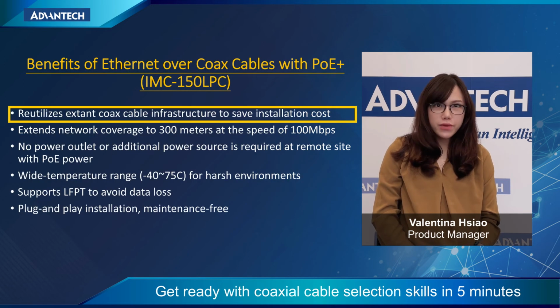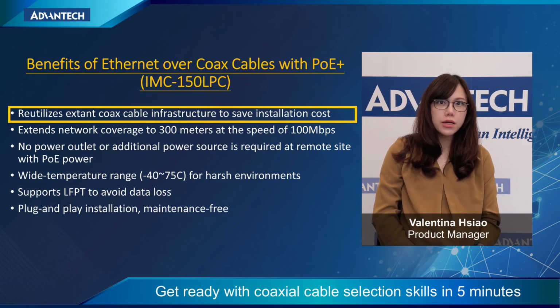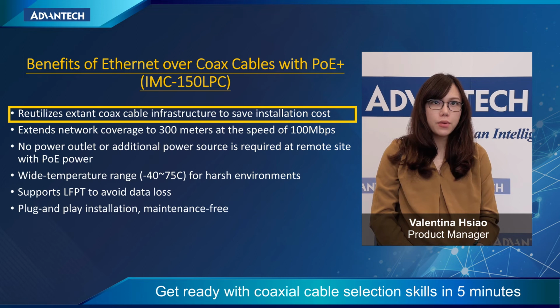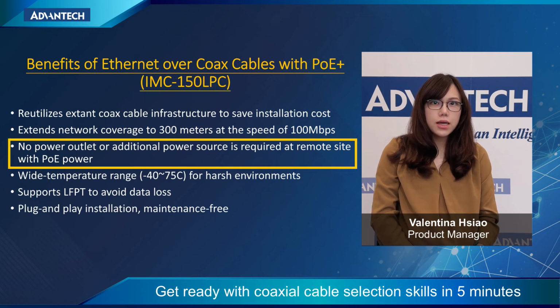With the help of Advantech's IMC-150 LPC coaxial long-reach PoE extender, users can replace their analog devices like analog cameras with IP cameras without replacing the coax cable that has been installed in place. There are more other benefits as well. It can extend network coverage to 300 meters at the speed of 100 megabits per second. Also, as the connected devices can be powered by the PoE port of IMC-150, it's also an ideal deployment option for remote places without any power sources.